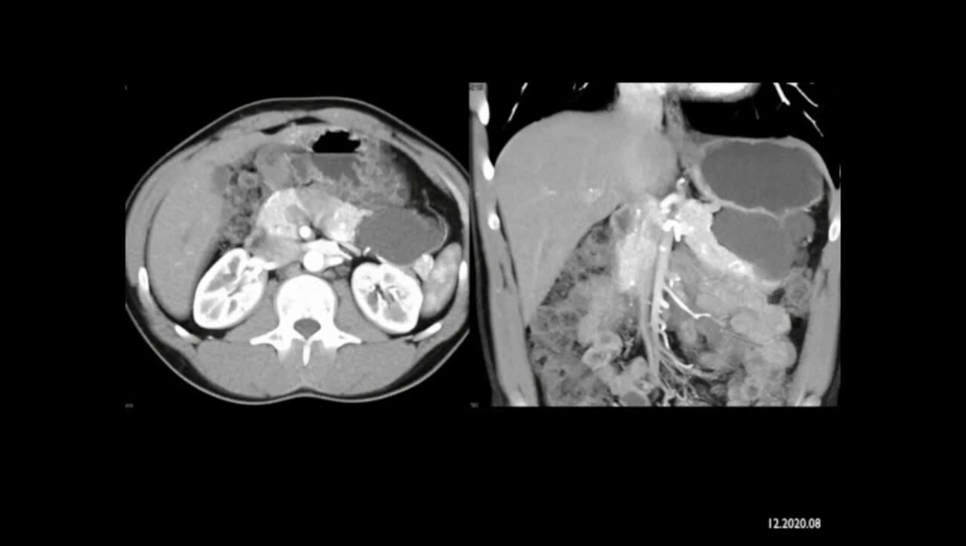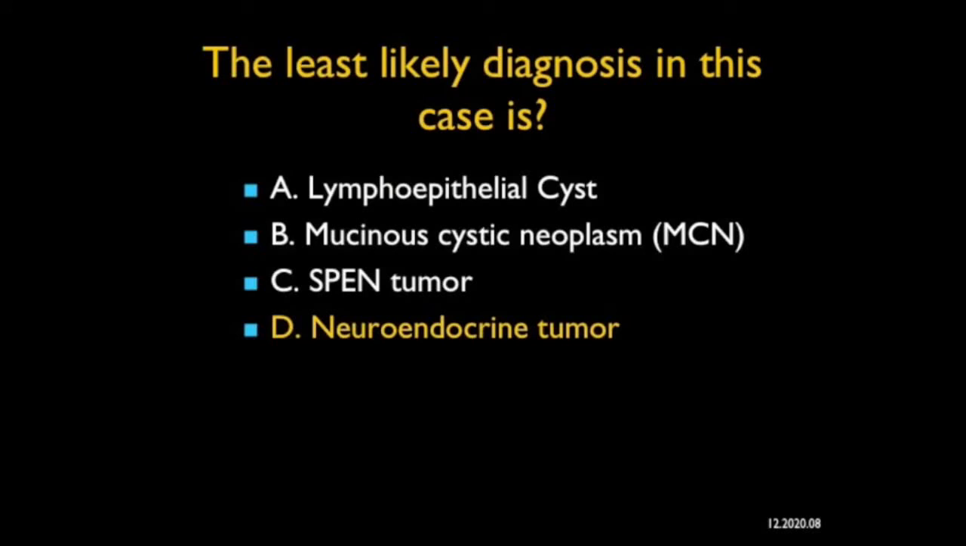Now, I asked what's the least likely diagnosis. I have neuroendocrine tumors here. Neuroendocrine tumors are typically vascular. They can be cystic, but when they're cystic, the rim is vascular. Here, there's nothing vascular. This, in fact, was a lymphoepithelial cyst, but it could have been an MCN, and it could have been a SPEN tumor. Sometimes SPEN tumors are all cystic and have no solid component. But the least likely diagnosis was a neuroendocrine tumor.